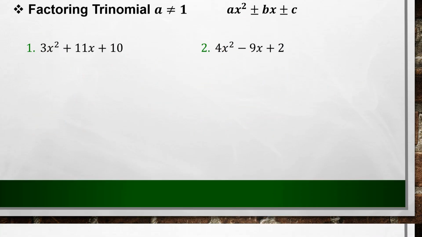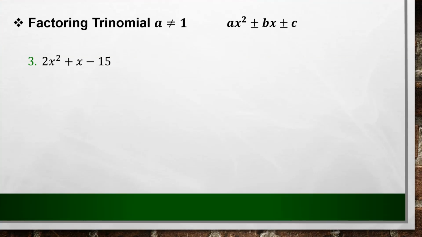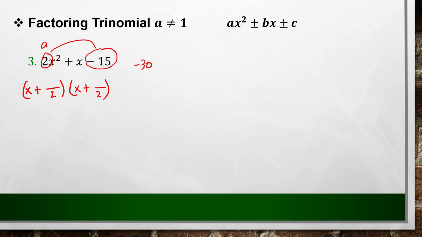Let's go to the third example. Alright, so I'm going to set this up first. So x plus over 2. Right, that's the a. Okay, so next step is multiply 2 and negative 15. So that's negative 30. And then we need to find two numbers that when multiplied, the answer is negative 30.